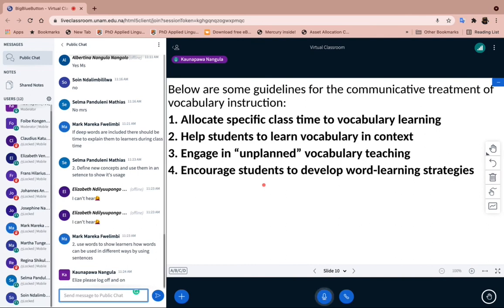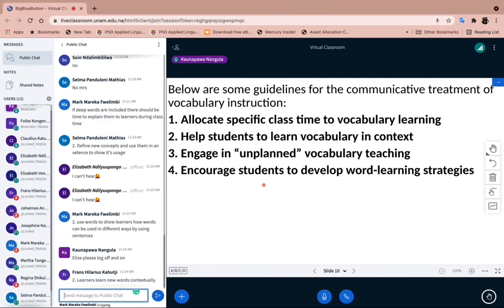Let's go on to number 3 and number 4. What do we have? What do you think? We have a class of 12 people. Why aren't you participating? What do you think? Yes, okay, we've got France. Learners learn new words contextually. Yes. How about 3 and 4?